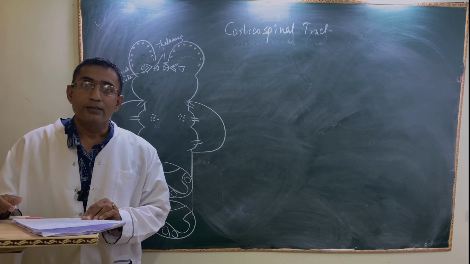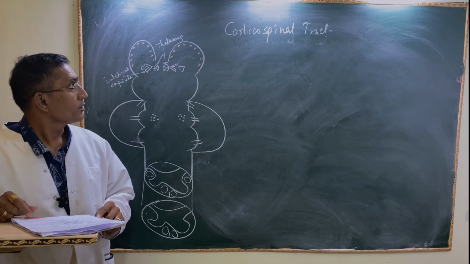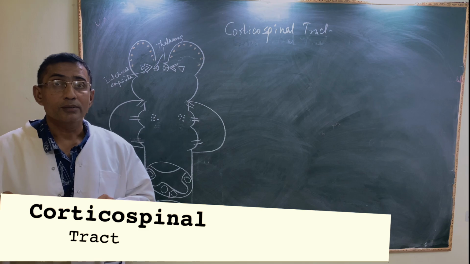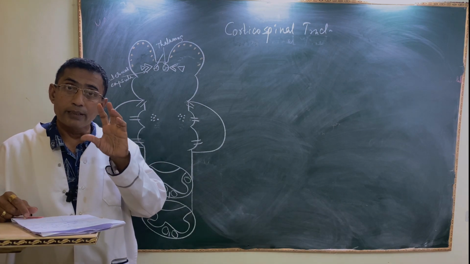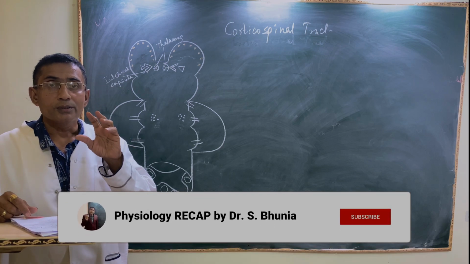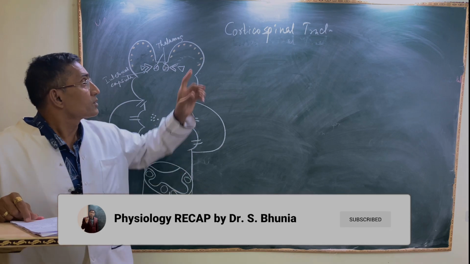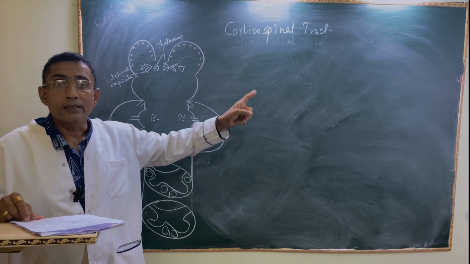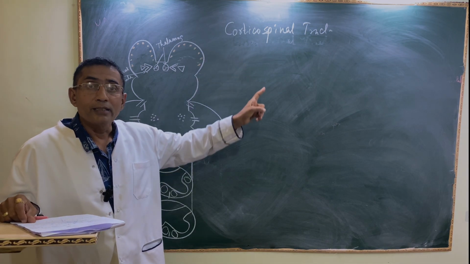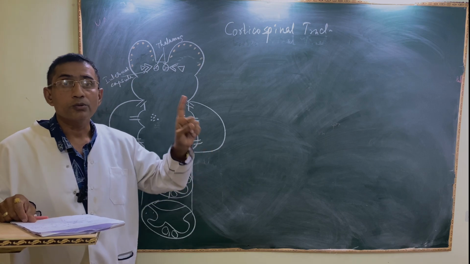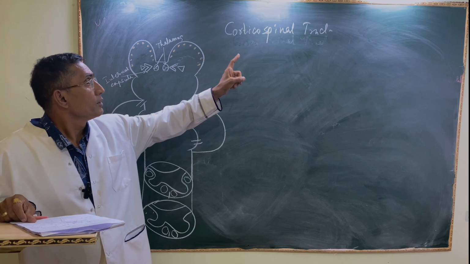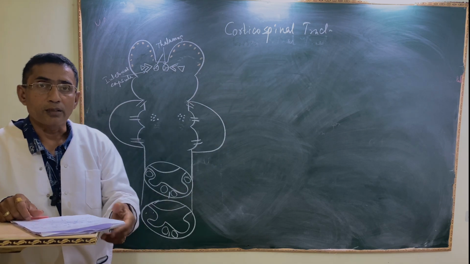Please, I request all of you to look at the blackboard. What I have written is corticospinal tract. What is the meaning of this? I'll be talking about a pathway, or neural pathway, or tract which is present in the central nervous system, starts from cortex and will be terminated in spinal cord. That is why this is called corticospinal tract. It will start from cerebral cortex and will be terminated in spinal cord.